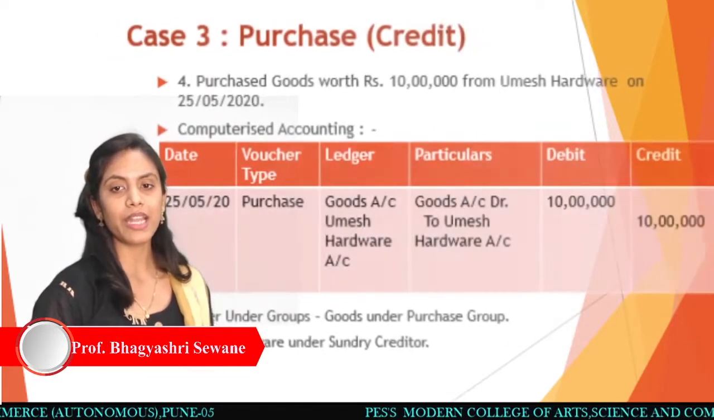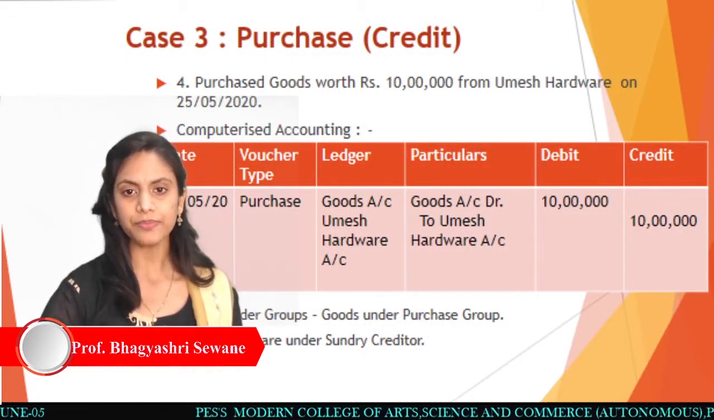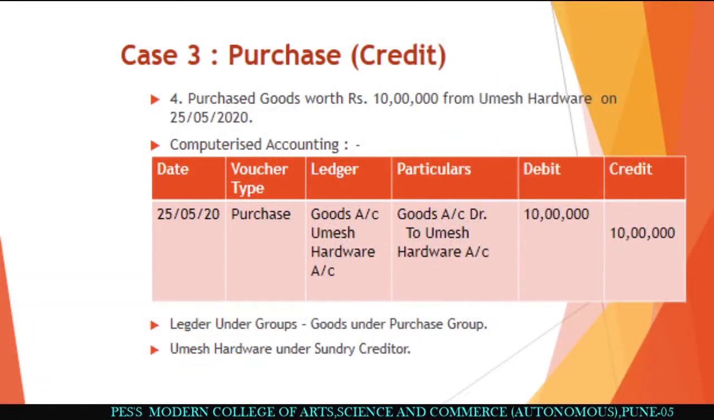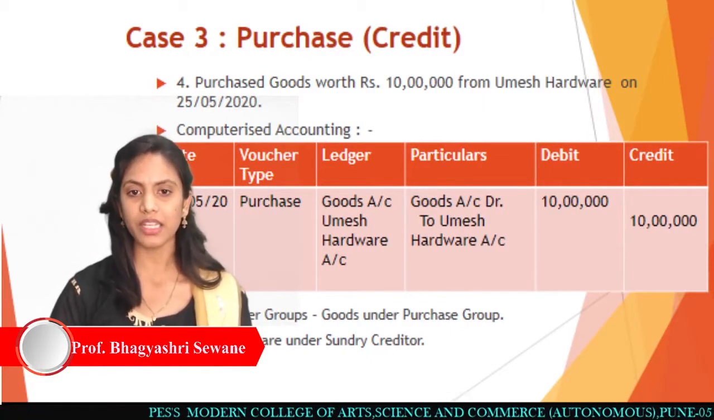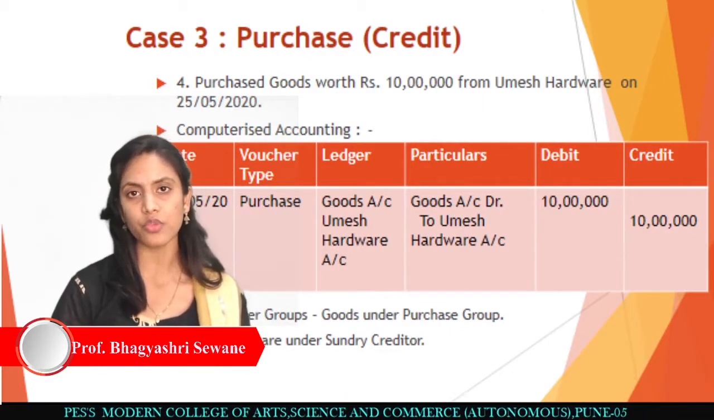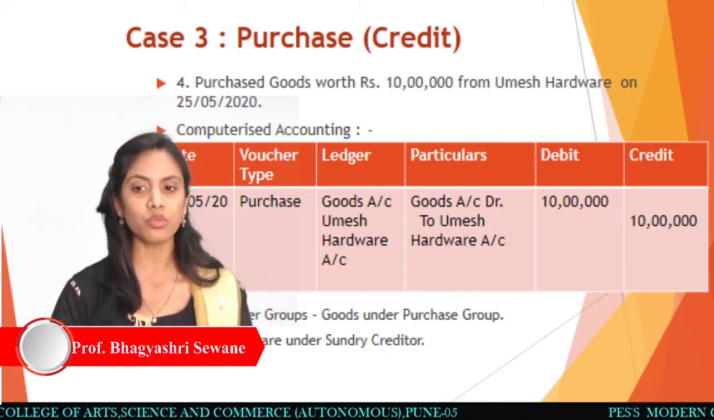Now we have to do the entry for this one, that is a purchase, which is a credit purchase. Okay, so we will see what the transaction is over here. It is purchased goods worth rupees 10 lakhs from Umesh Hardware on 25th of May 2020. I think in our last sessions we have already created these ledgers also, that is Umesh Hardware and the goods account. So we will go to Tally first and see whether these ledgers are there or not, and we will do the entry over here.